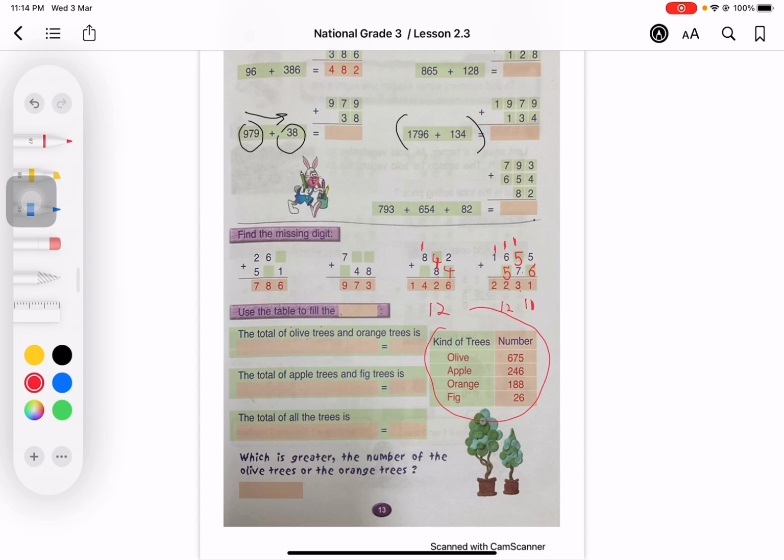They show us kinds of trees: olive trees, apple trees, orange trees, fig trees. Fig trees يعني تين. Of course, olive يعني زيتون. Now, they are asking questions, and we are going to solve. Let's go to number 1. The total of olive trees and orange trees is, what did we say before? If they ask what total means, yes, it means plus.